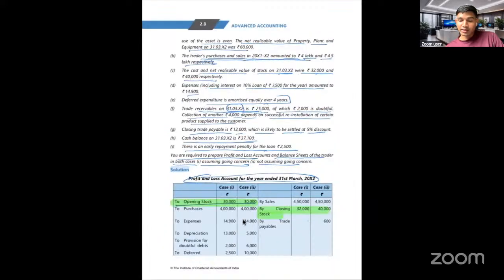The trader's purchases and sales are 4 lakhs and 4.5 lakhs. The cost and net realizable value are 32,000 and 40,000. So if we are in the going concern situation, then the closing stock will be the lower of the cost or net realizable value of stock, which is 32,000.